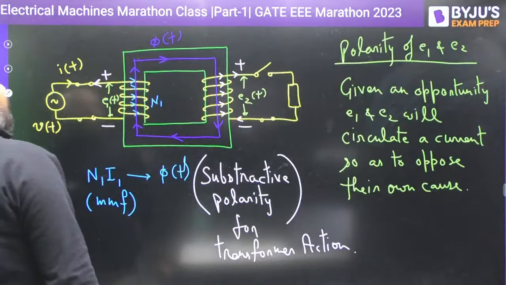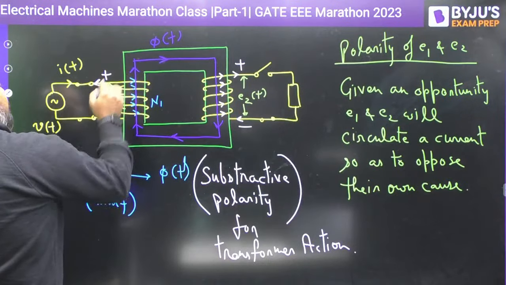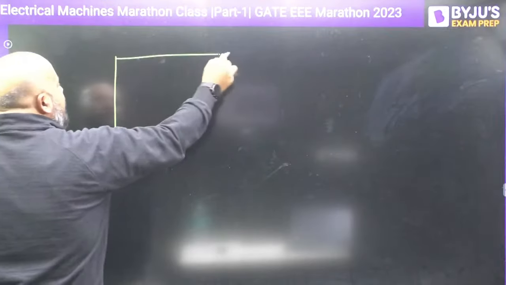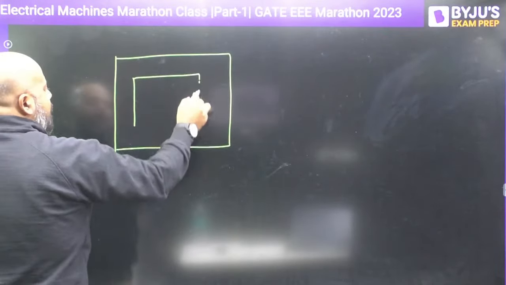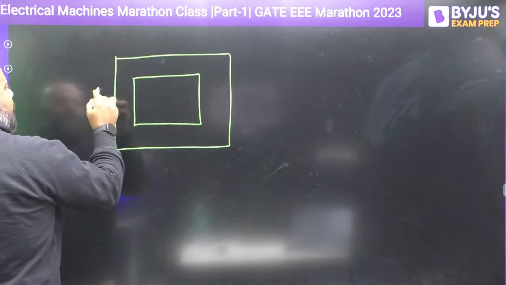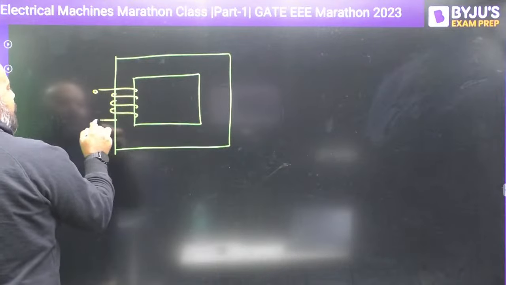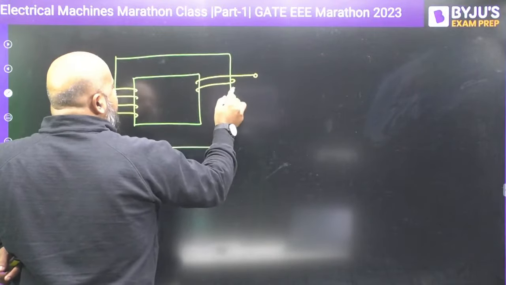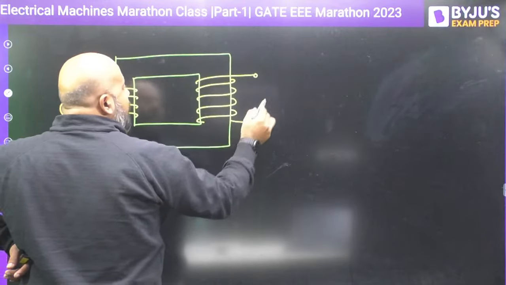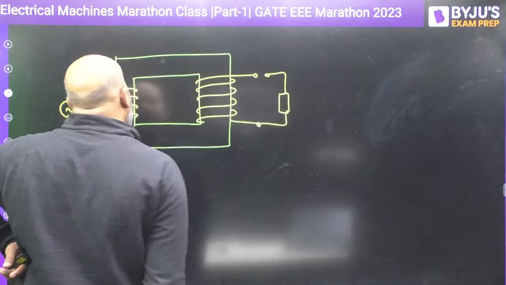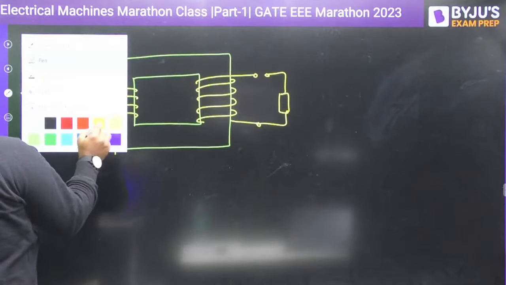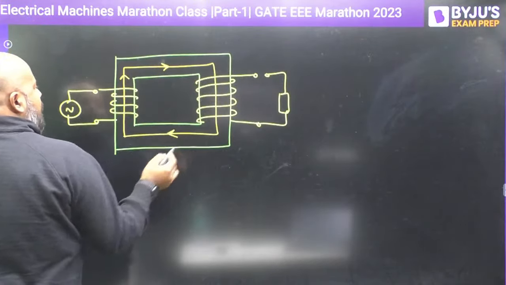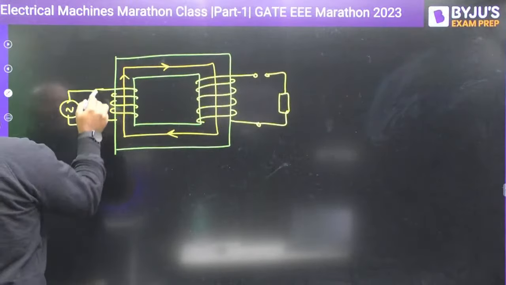Okay. Now, for transformer action, we have a dot convention. Let me take another diagram, otherwise it will be quite confusing. Suppose this is the secondary winding, but it is open circuited, not connected right now. So there is going to be a flux in the core like this.